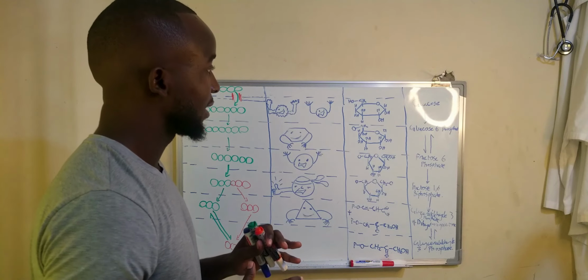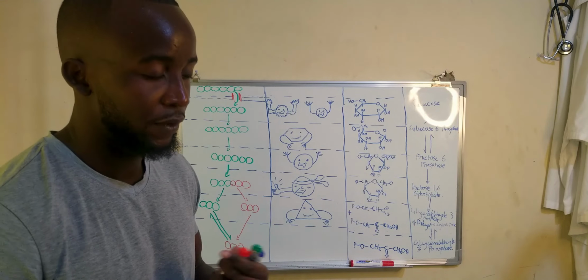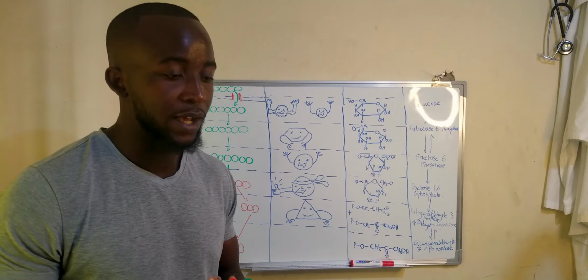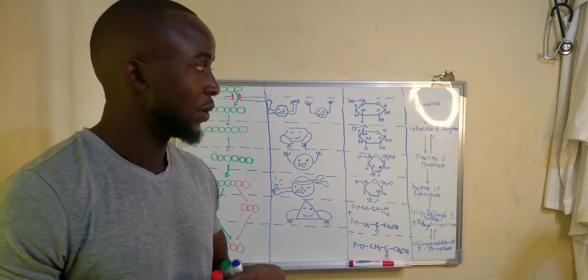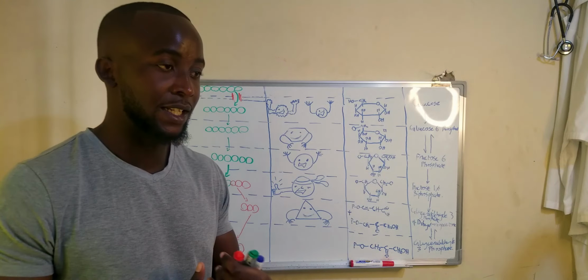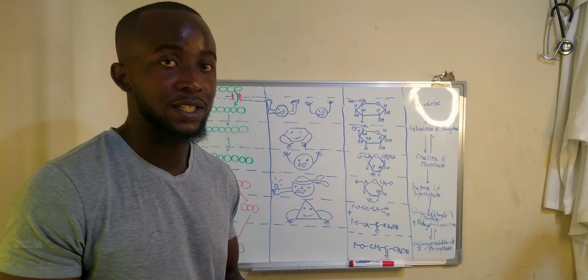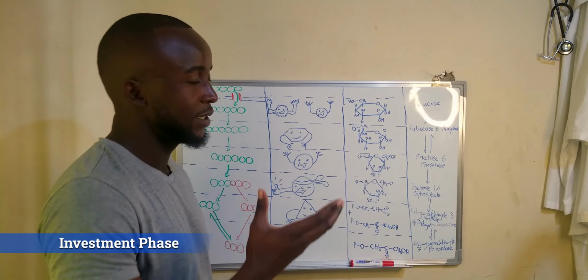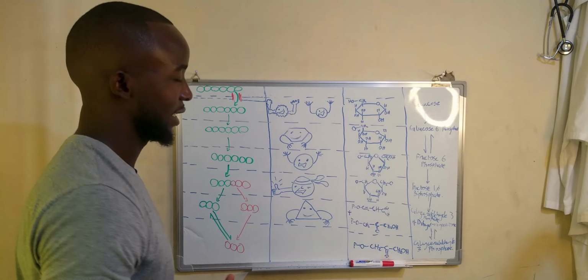In the first phase, because you want to produce energy, in the process of producing energy you have to invest something towards it. So this is the first phase where we're investing, and it's called the preparatory phase, or the investment phase as I like to call it. In the investment phase, the first step we're going to talk about is how glucose enters the cell.